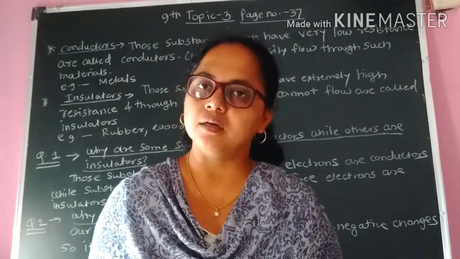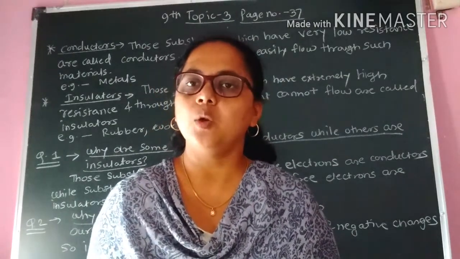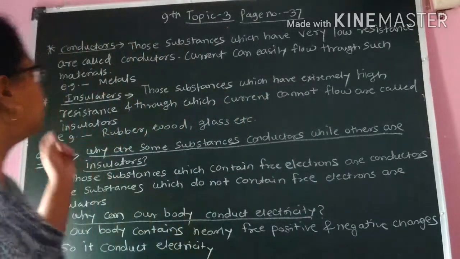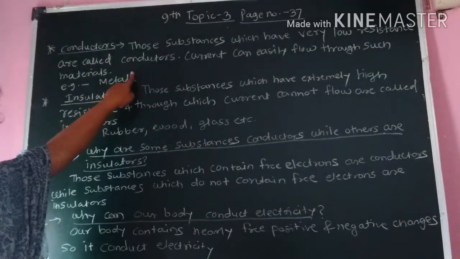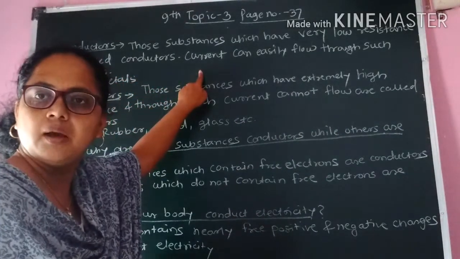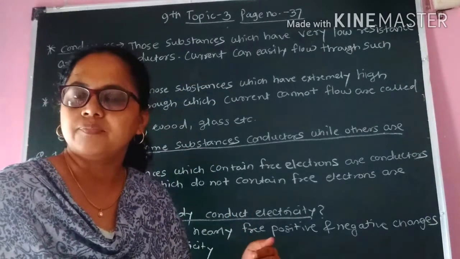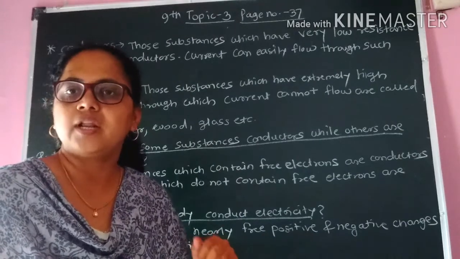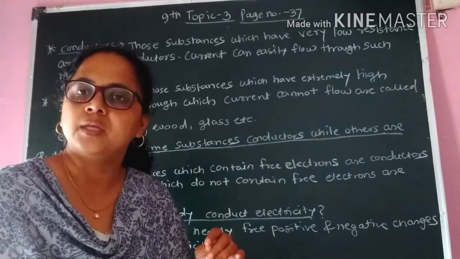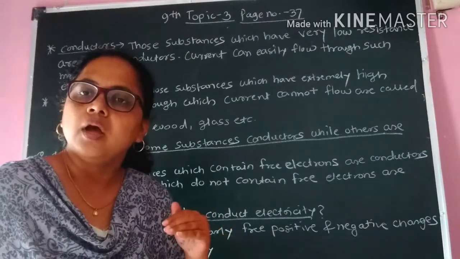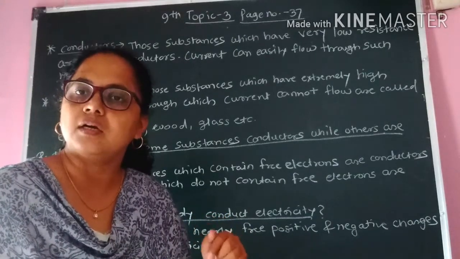So the first point is conductors and insulators. What is meant by a conductor? Those substances which have very low resistance are called conductors. Through conductors, current easily passes. For example, metals: copper, aluminum, any metal. Through any metal, current can easily pass, so they are called conductors.